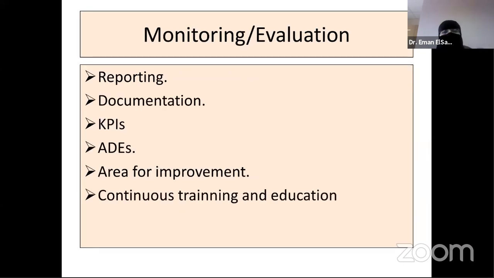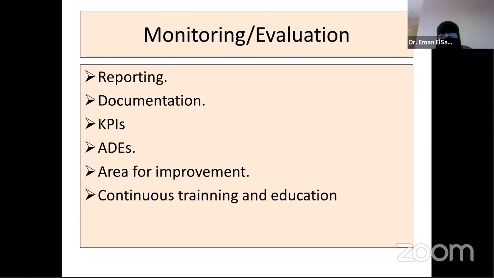How can we do monitoring and evaluation? By reporting. If there is a medication error or a missed dose, we can report. If there is an error, we first try to correct the action, correct the error. After that, we make an OVR and report the medication error within 24 hours.